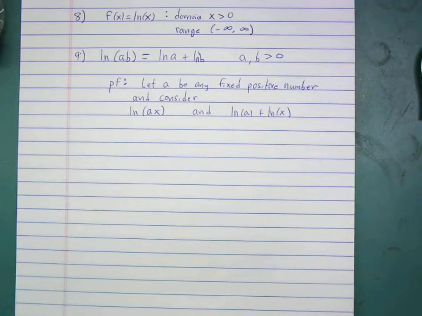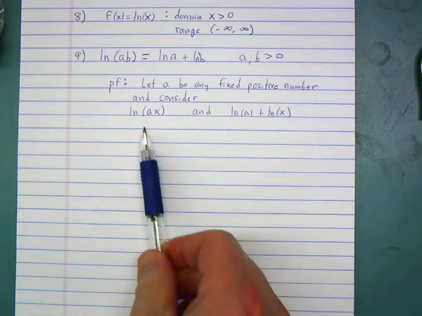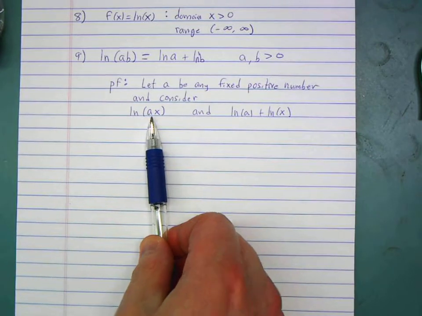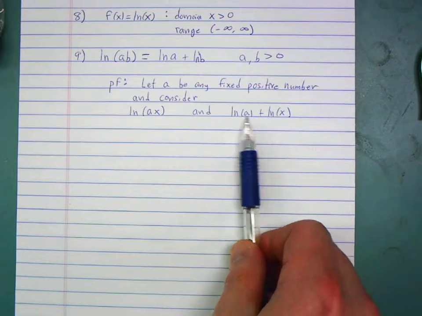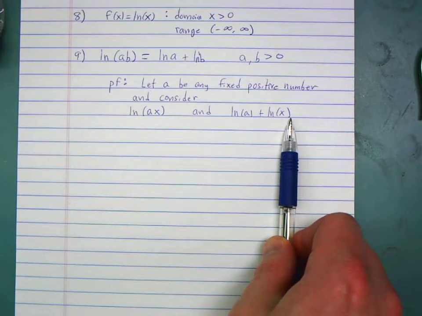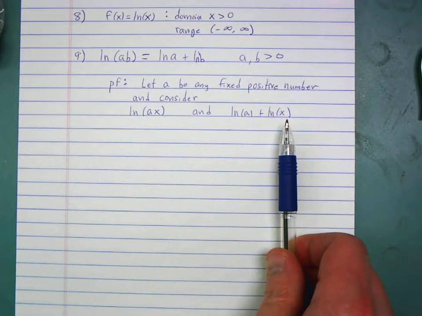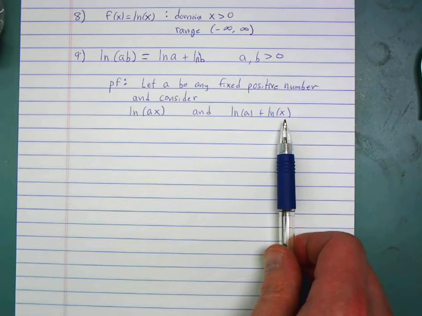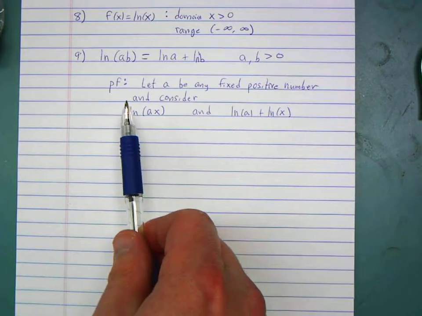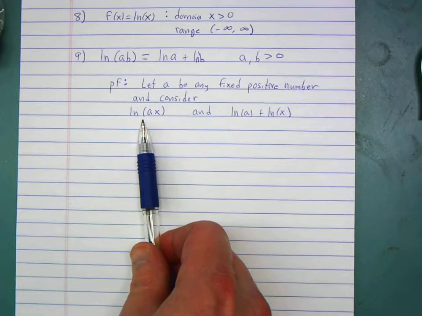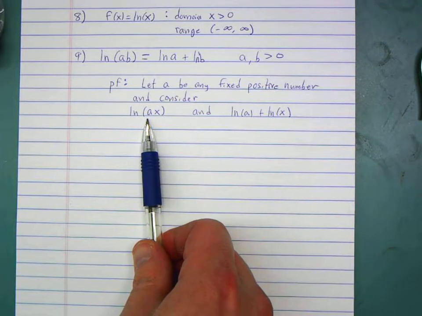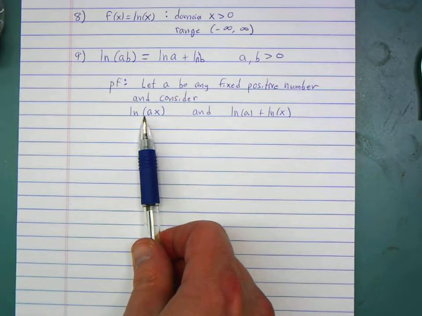What I want to do is convince you that ln of ax is exactly equal to ln of a plus ln of x for any number x, in particular the number b, whatever the number b is. And here's how I'm going to do it. I'm going to take the derivative on this side. What's the derivative of ln of a times x?